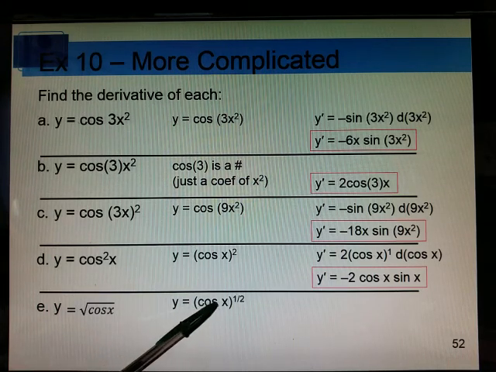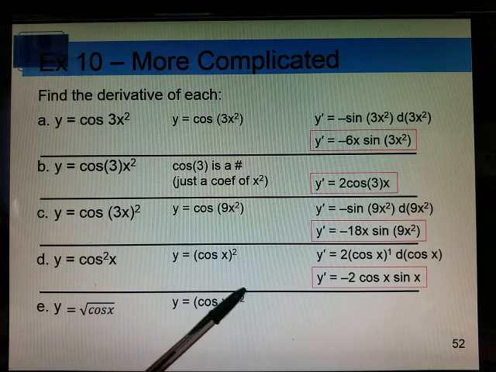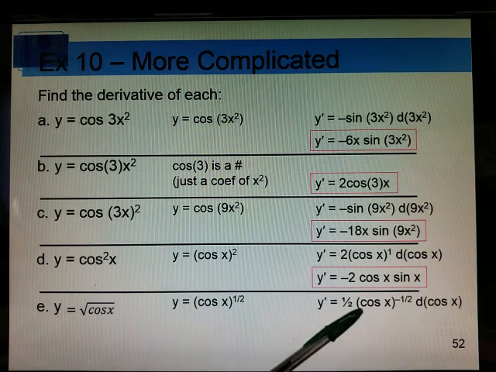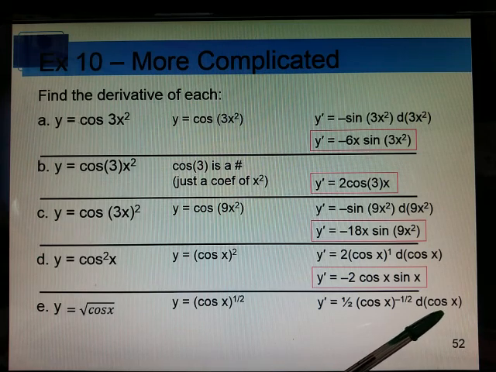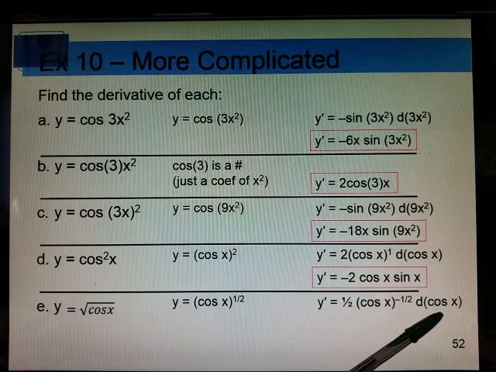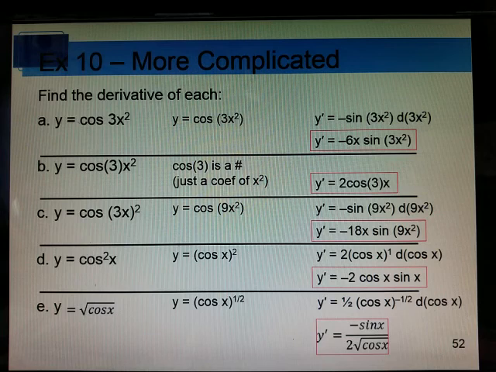This is the smiley face right here. So you've got a half, all of that stuff to the negative 1/2 when I drop it. And then the derivative of what was in there, the derivative of the cosine of x is negative sine x. And then that's just all multiplied together. Don't leave that negative exponent, so I did have to bring it back down to the denominator.